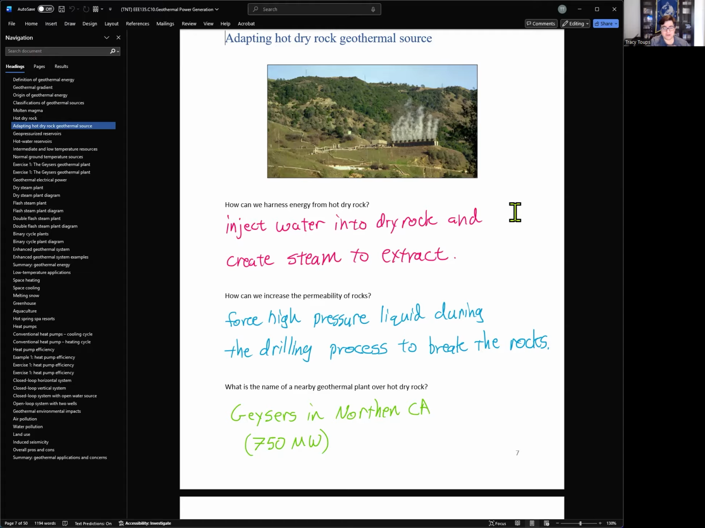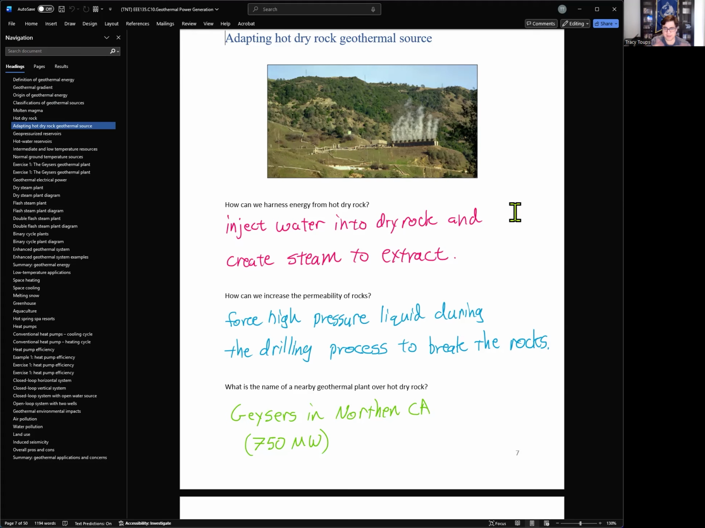You can force high pressure liquid down into the well during the drilling process and shock the system and break the rocks. Another term for this is fracking, right? Where you put fracking fluid in at very high pressure. You put a sudden pressure shock into it, and it goes into all the cracks and splits open the rocks. Once you split it all open, now you've got these micro cracks everywhere. That's where the water can flow.